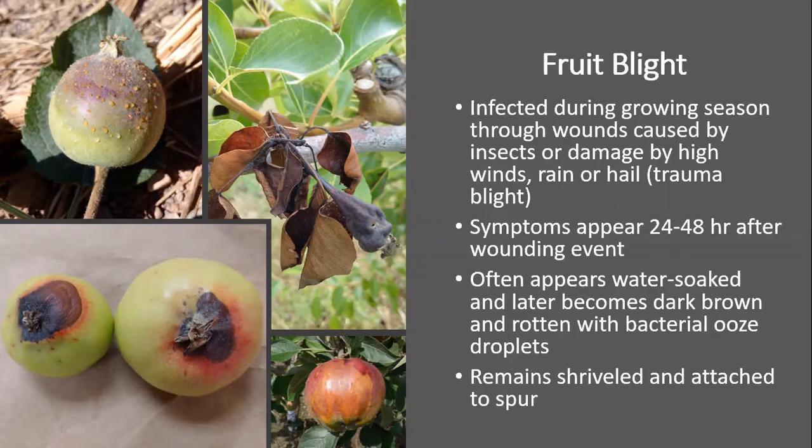They usually start quite water soaked initially, but these lesions can become dark brown, rotten, and spread across the fruit, and you'll often see bacterial ooze droplets coming from that. As that disease progresses, the fruit often becomes quite shriveled, as you can see in the picture here of pear. It can be quite shriveled and it remains attached to that spur.